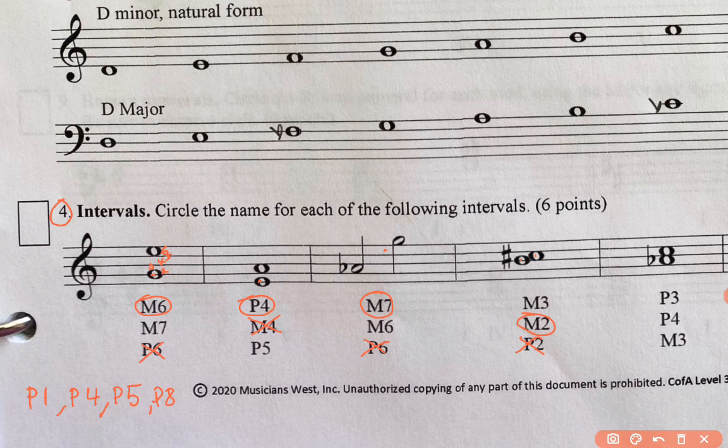Let's look at the last one. Again, it says major 3rd, perfect 4th, perfect 3rd. Perfect 3rd does not exist. So now we only have to understand if it's a perfect 4th or major 3rd. Let's count. Space 1, line 2, space again 3. So it's a 3rd. It's a major 3rd. So that's basically it. Hopefully that was helpful.